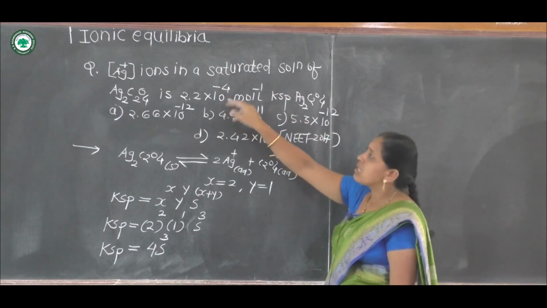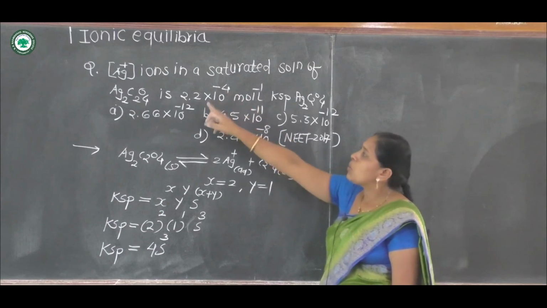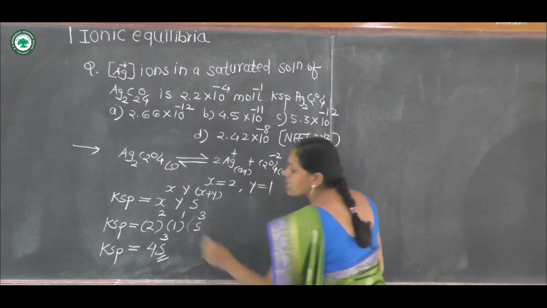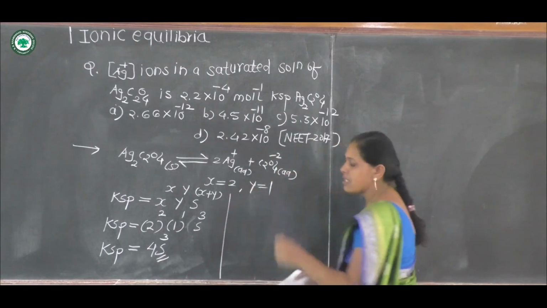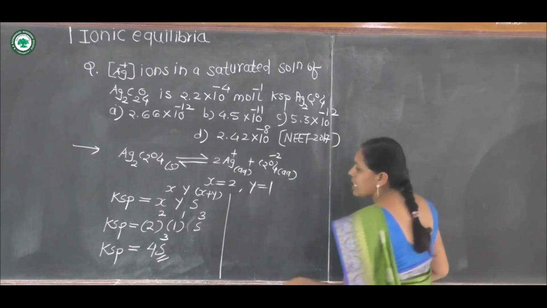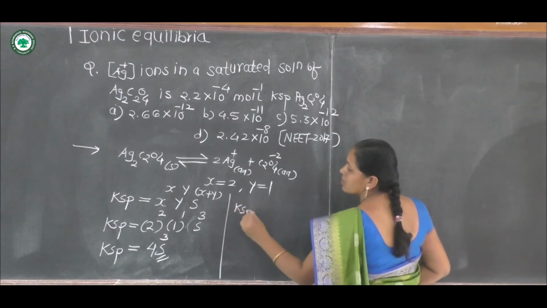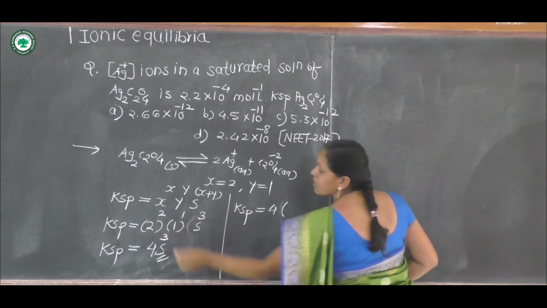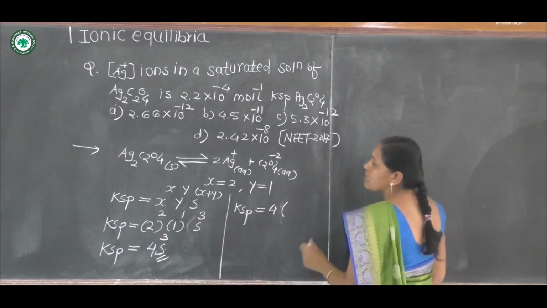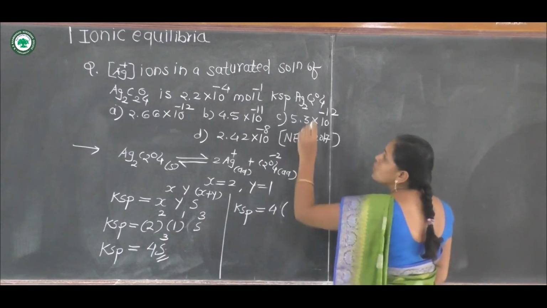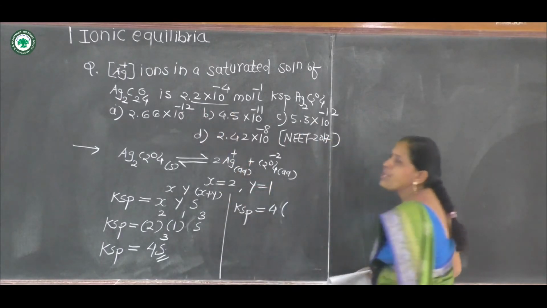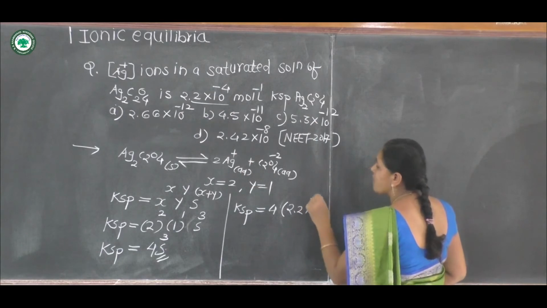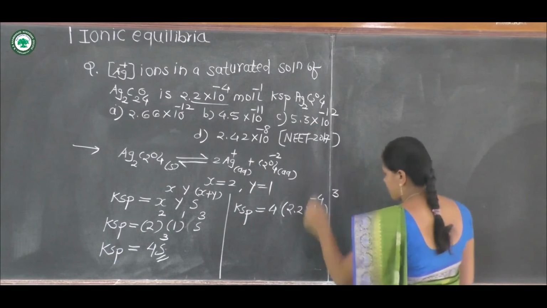Here the solubility of silver ions is given, 2.2 × 10^-4. That is, the value of S is given and we have to calculate Ksp. Then Ksp is equal to 4 × S^3. What is the value of S? Solubility is given, 2.2 × 10^-4. Therefore, 4 × (2.2 × 10^-4)^3.